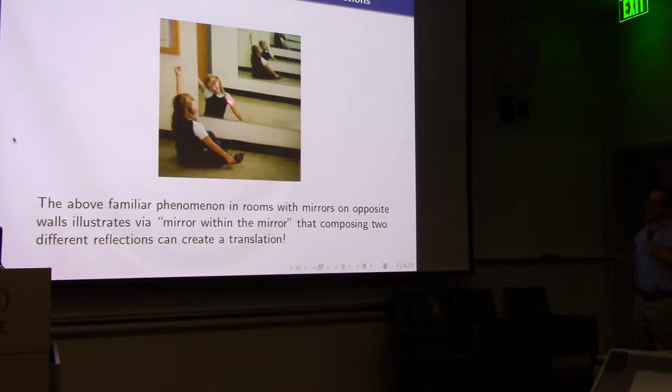So what she sees of herself here is a reflection, but then it reflects off the back mirror, and then there's a reflection of a reflection, which is actually a translated copy of the girl, a distance twice as far as the gap between the two mirrors. And so if you compose two different reflections through two different mirrors, you actually get a translation. Okay? So one can do this a lot with symmetries.